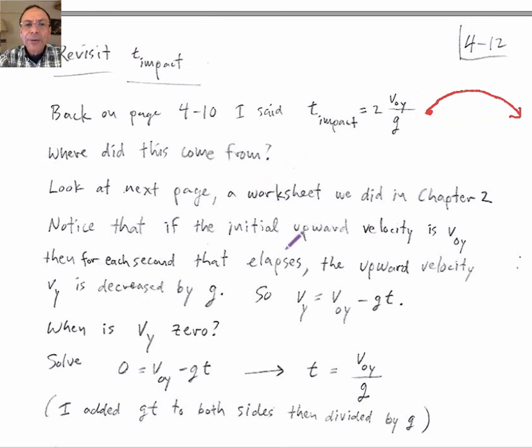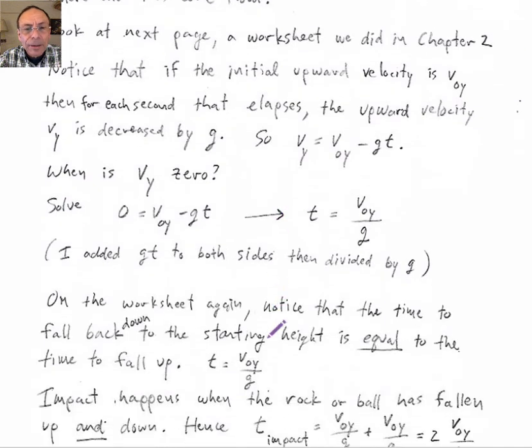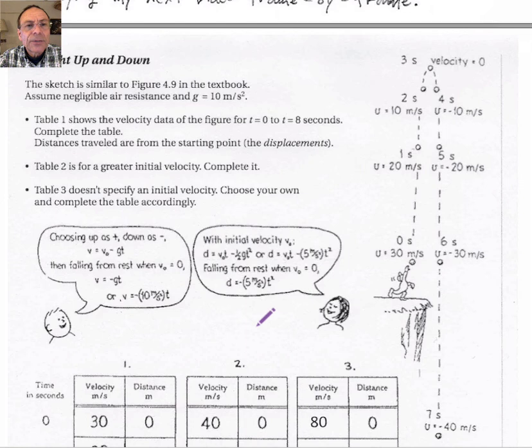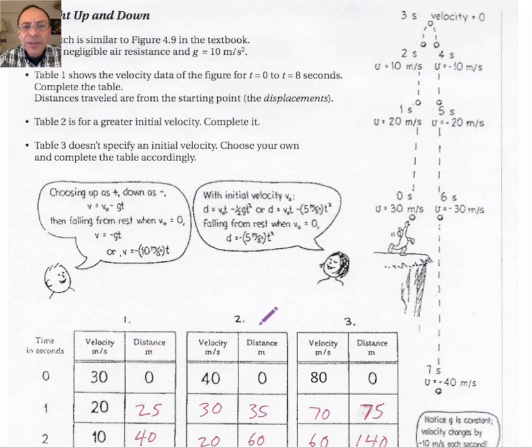In order to understand where this is coming from, let's take a quick look at the worksheet that we did a few days ago. Here it is, straight up and down. This was something we did in Chapter 2. In this particular worksheet, there was a simplifying thing. Instead of 9.8, we're temporarily saying that g is 10 meters per second squared.